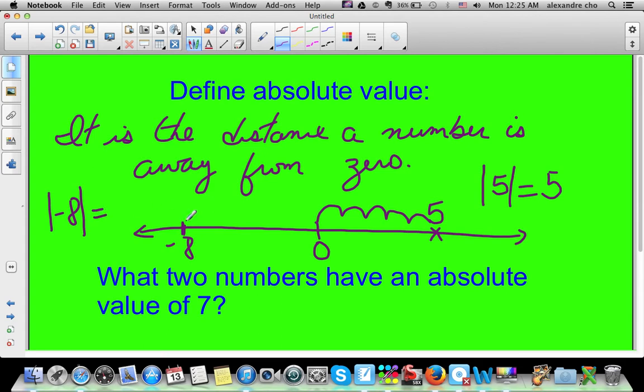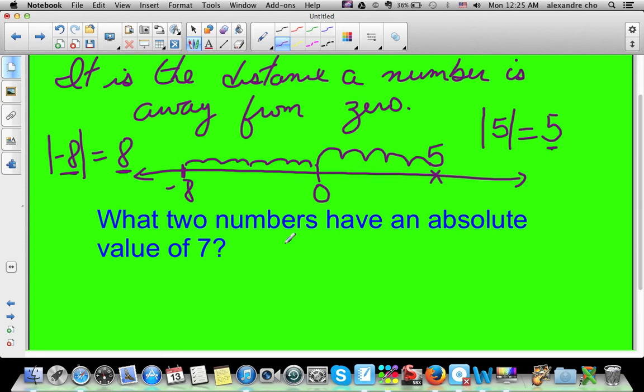And the question would be, how far are you away from 0? So to go back to 0, you would take 1, 2, 3, 4, 5, 6, 7, 8 steps. Remember, distance cannot be negative, so that's why your answer is always positive. Okay? So -8 is 8 steps away from 0. So the absolute value of -8 is 8.